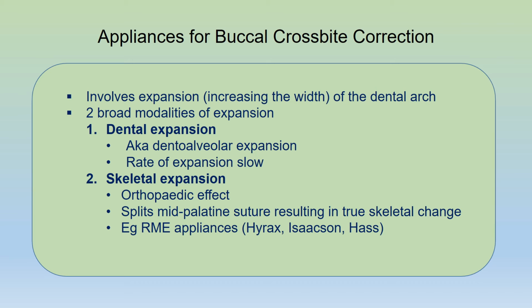Now appliances for buccal crossbite correction. Usually this involves expansion or increasing the width of the dental arch. There are two broad modalities of expansion. One is dental expansion, also known as dentoalveolar expansion. The rate of expansion is slow. The second modality is skeletal expansion. This aims for an orthopedic effect. It splits the mid-palatal suture, resulting in skeletal change. Examples of such appliances are rapid maxillary expansion appliances such as Hyrax, Isaacson and Hass.